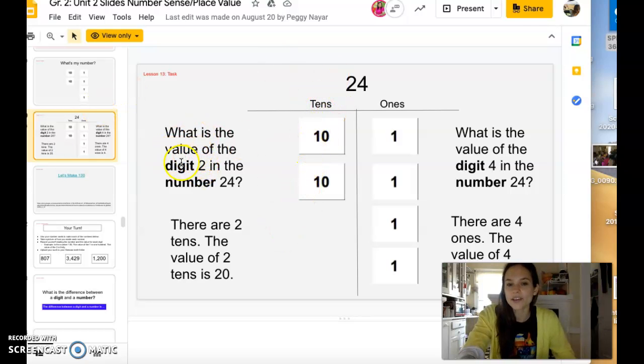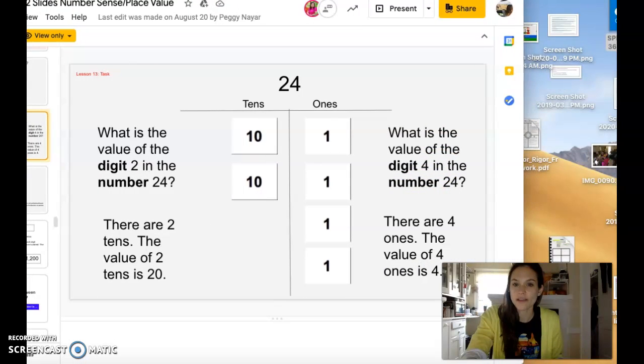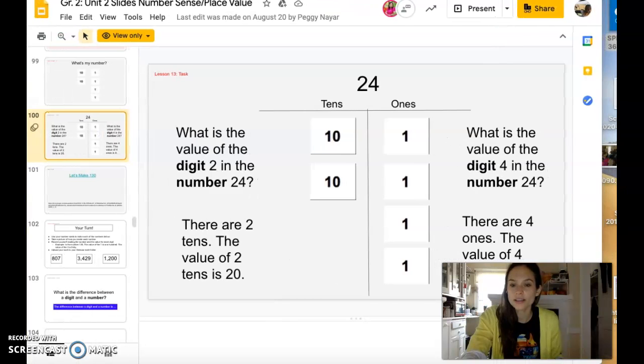Now take a look here. What is the value of the digit 2 in the number 24? There are two tens. The value of the two tens would be 20. 10, 20, right? What is the value of the digit 4 in the number 24? The value of the digit 4 is 4. There's 4 ones. 1, 2, 3, 4.